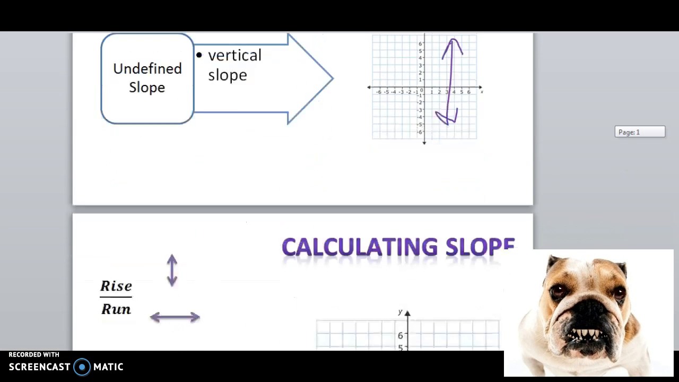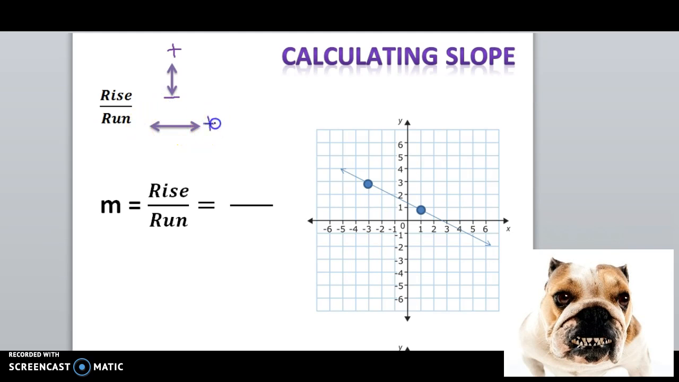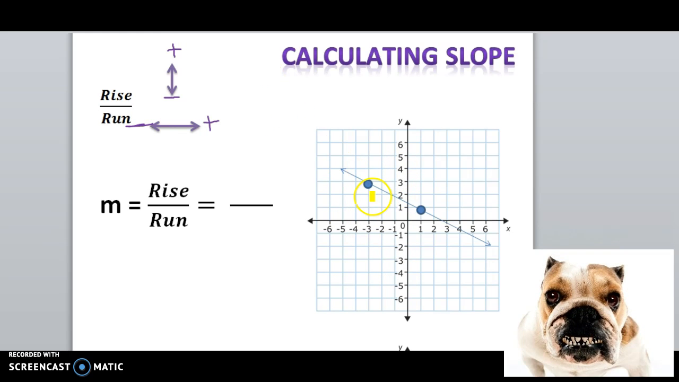Now I want you to turn your graphic organizer over to the back. Rise means you go up or down, and I'll explain what the down is in another video. And run goes left to right. So right is in the positive direction, and left would be in the negative direction. Looking at this graph, if you don't have colors at home, that's okay. You can still use your pencil and highlight your rise over your run.